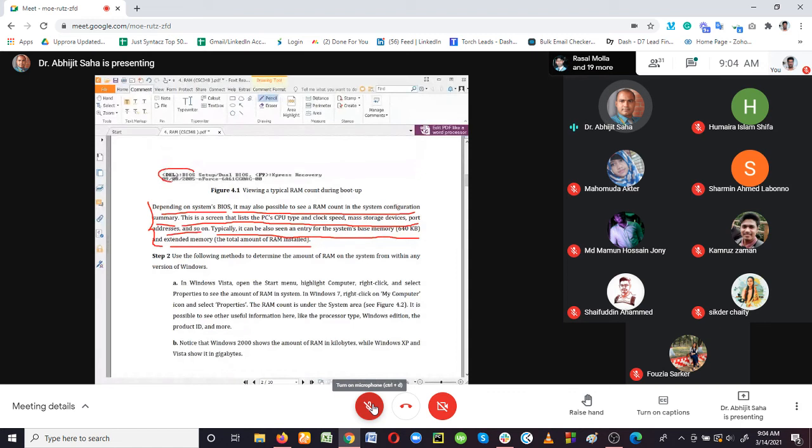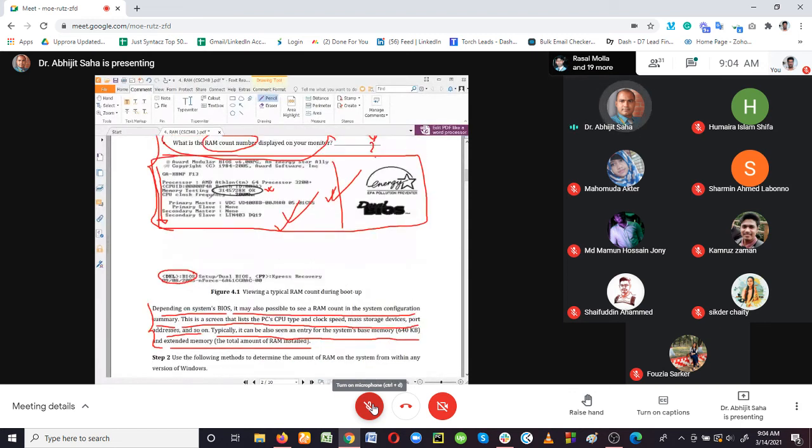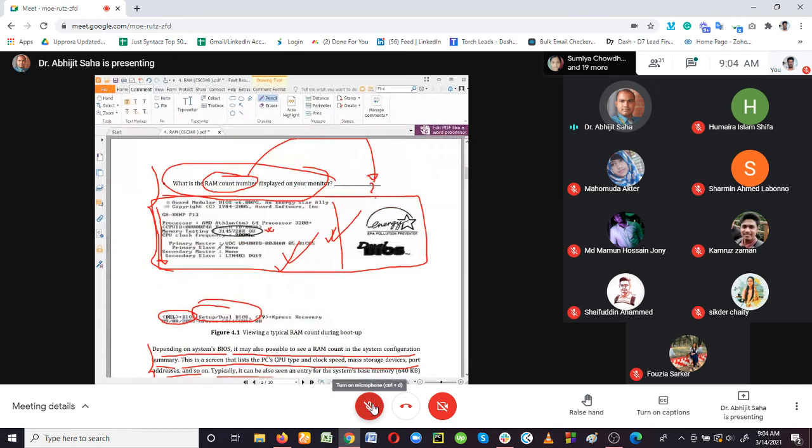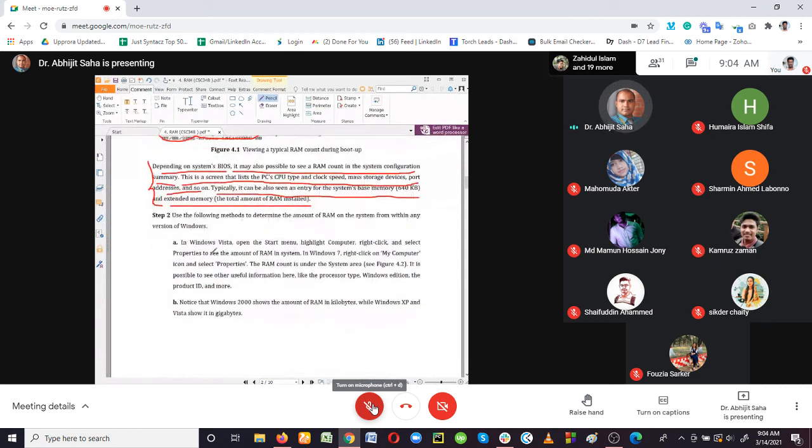So the information could be given on the screen itself. If you press the Delete key, you can go inside the BIOS setup or CMOS setup. If you go to the BIOS or CMOS setup, you will also be able to see how much memory you have in the computer system.